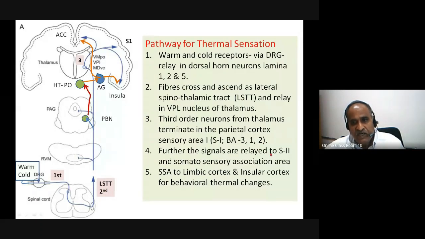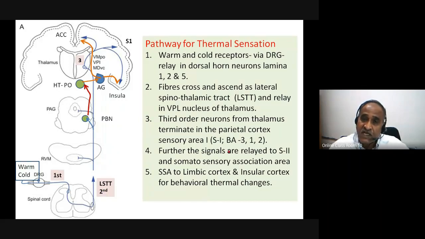Further signals are relayed to S2 and other somatosensory association areas. And from the somatosensory association area, the limbic cortex and insular cortex are being informed. So this pathway is for what? This pathway is for the identification of the location of the warm or cold sensation, origin of the warm or cold sensation, and the intensity of the warm or cold sensations.